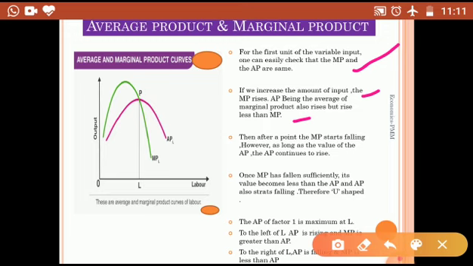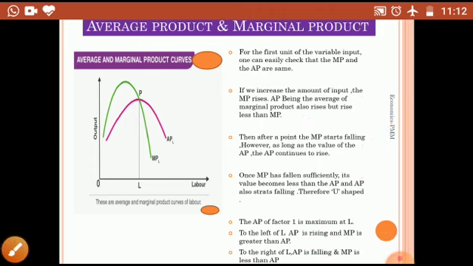Then after a certain point, marginal product starts falling. However, as long as MP is above AP, the AP continues to rise. Once MP has fallen sufficiently, its value becomes less than AP, and AP also starts falling. Therefore, both are inverse U-shaped. So what is to be understood is that when it comes to rising, MP is first, and when it comes to falling, MP is first. So in both cases, MP is more inconsistent, whereas average product is consistent.